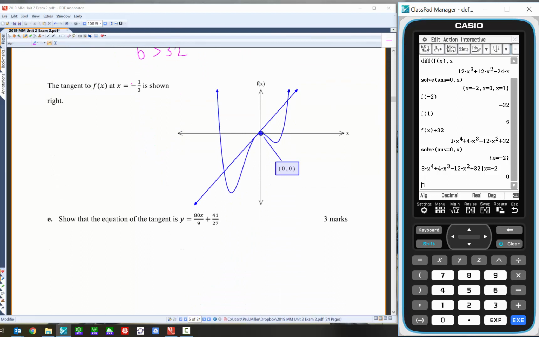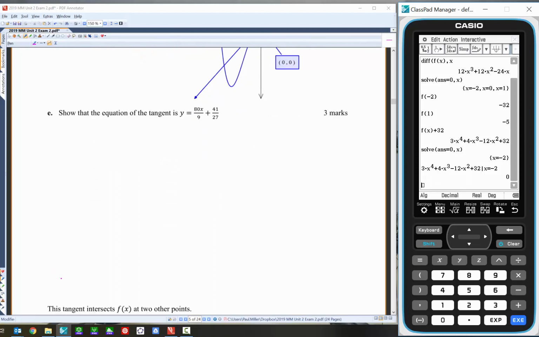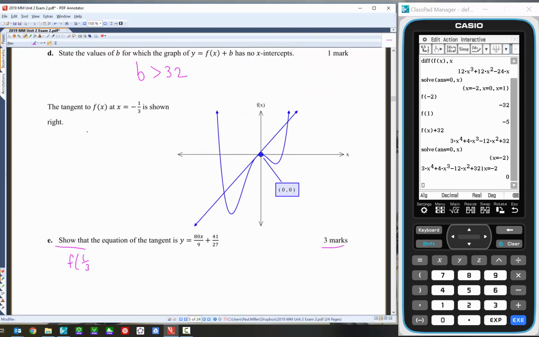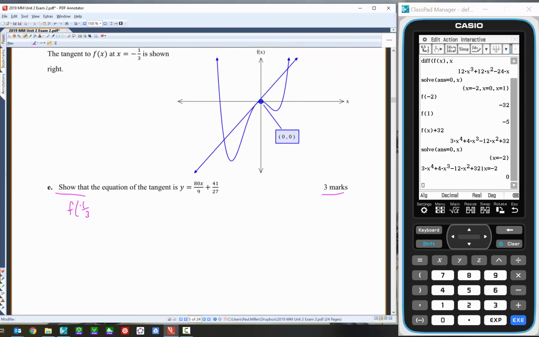All right, we've got a tangent to f of x at x is equal to -1/3 shown. The equation of the tangent is this, allegedly. So let's go ahead and do this. Now it's a show that, and it's worth a lot of marks, 3 marks. So let's start making sure that we're really showing what we're doing here. All right, so what I want to do is find out what the function is at x is equal to, was it 1/3 or negative 1/3? So f of negative 1/3 is equal to.